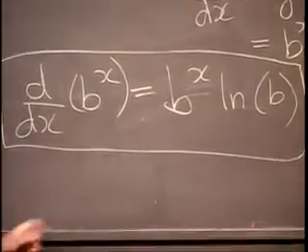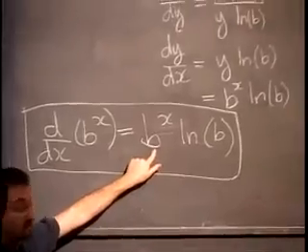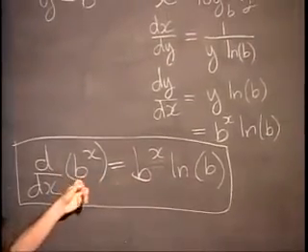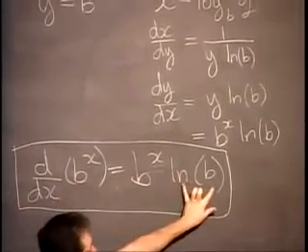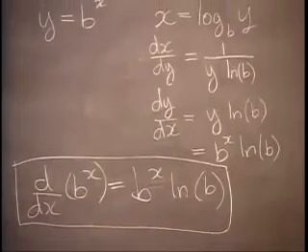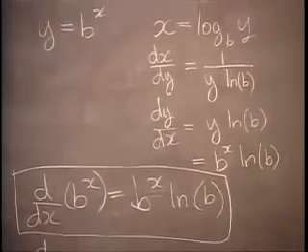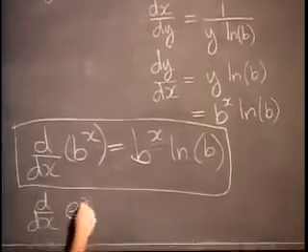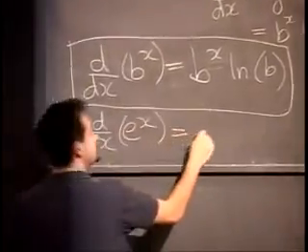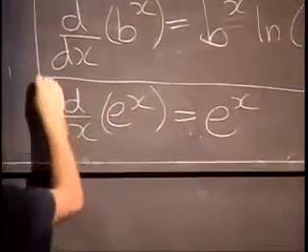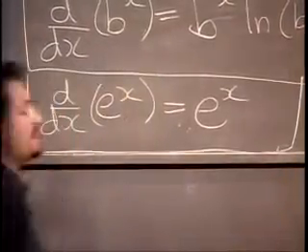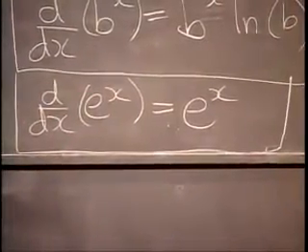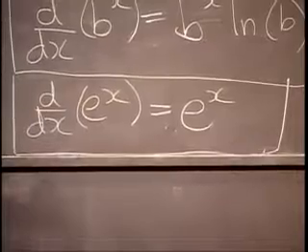What if b itself is equal to e? Well, if b is the natural base e, then natural log of e is 1. And so this specializes to the derivative of e to the x is e to the x times 1. And there you have it. There is a function whose derivative is itself.